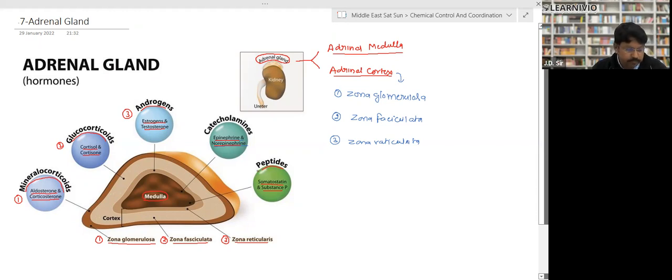Fine. So is it clear? This classification clear? The types of hormone. And now we are going to discuss the functioning of hormones. Till this point clear, all of you?